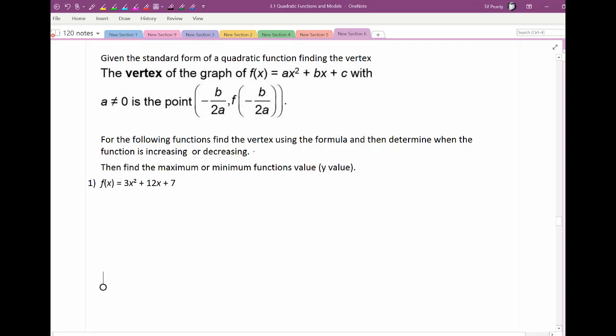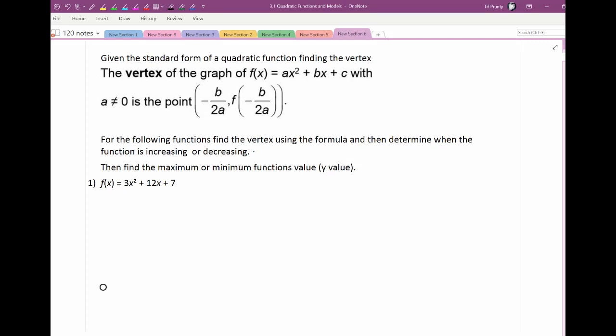Okay, now it's finding the vertex given the standard form. Before, in the previous example, we had the vertex form of the formula and went to standard form. Well, what if I have the standard form, which is the more common form? Standard form is the one you typically see in most applications. How do I determine the vertex if I have the standard form?